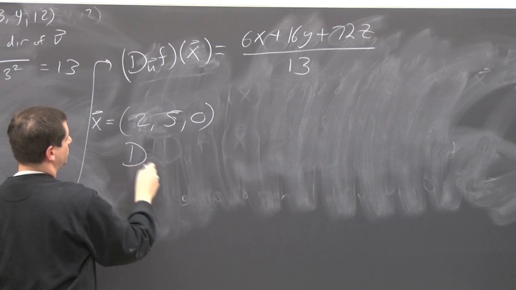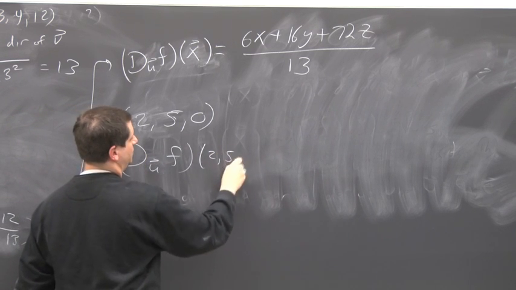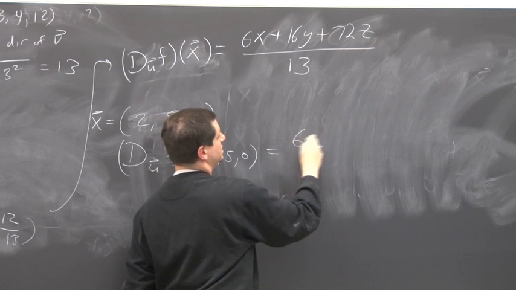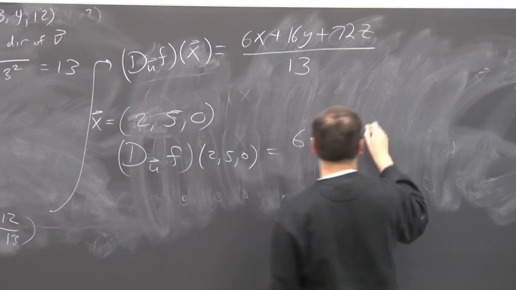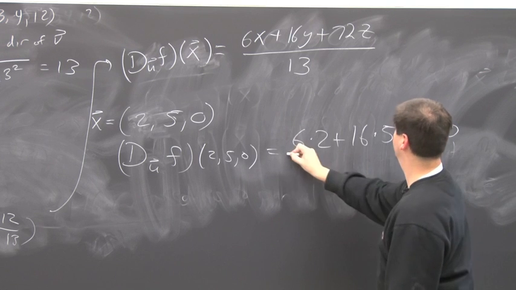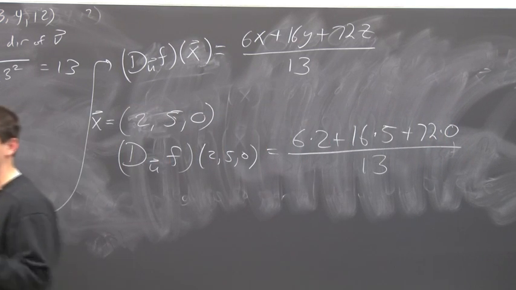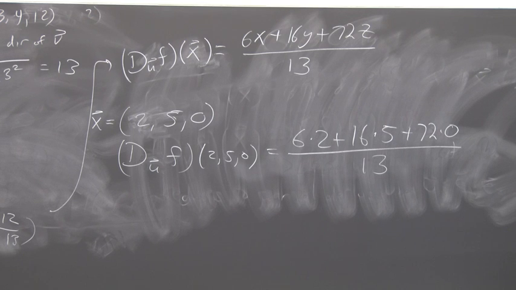And so then I would get the directional derivative of f at the point (2, 5, 0) is just going to be 6 times 2 plus 16 times 5 plus 72 times 0 over 13. And I don't care about the answer, so I'll just leave it like that. Right? This is how you would do directional derivatives.